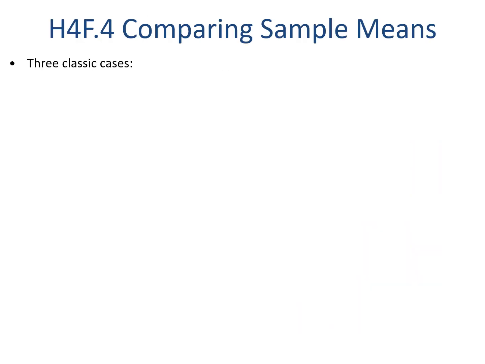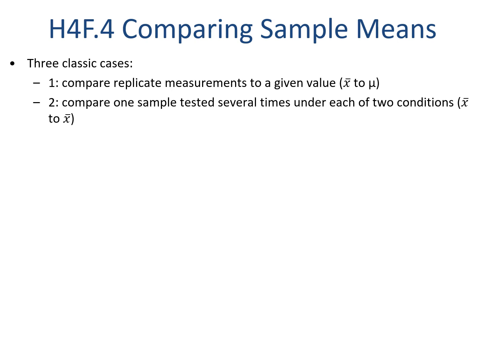There are actually three different ways we might choose to apply the t-test to compare values. The first, comparing to the population mean, mu, is the way that we've already discussed. The other two are variations on this test applied to either a sample or population that we test under different conditions, in which case we're comparing x bar and x bar under each of those conditions. We're trying to see if those two tests are the same.